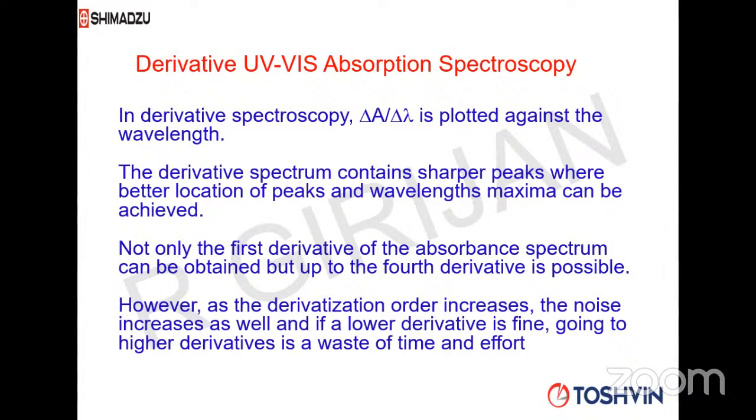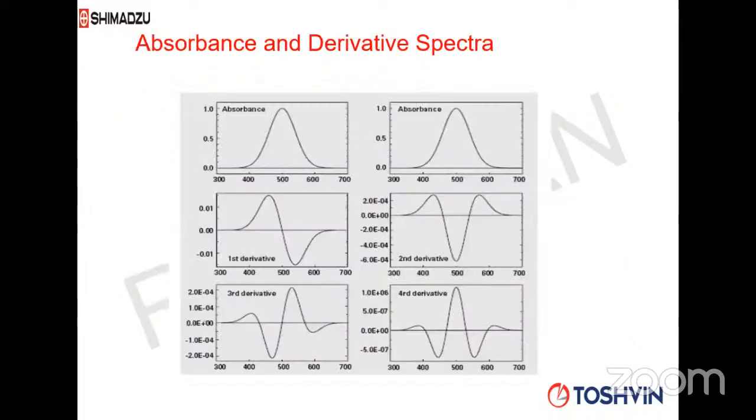So if you're okay with your zero order spectrum, meaning the spectrum you get when you keep the sample inside the equipment, whatever spectrum you are getting, that is called the zero order spectrum. If this zero order spectrum is okay with you, you are happy with that, it's acceptable, don't think of derivatization. Derivative spectroscopy is used by very, very few people. It has certain advantages, no doubt, but it is not very widely used.